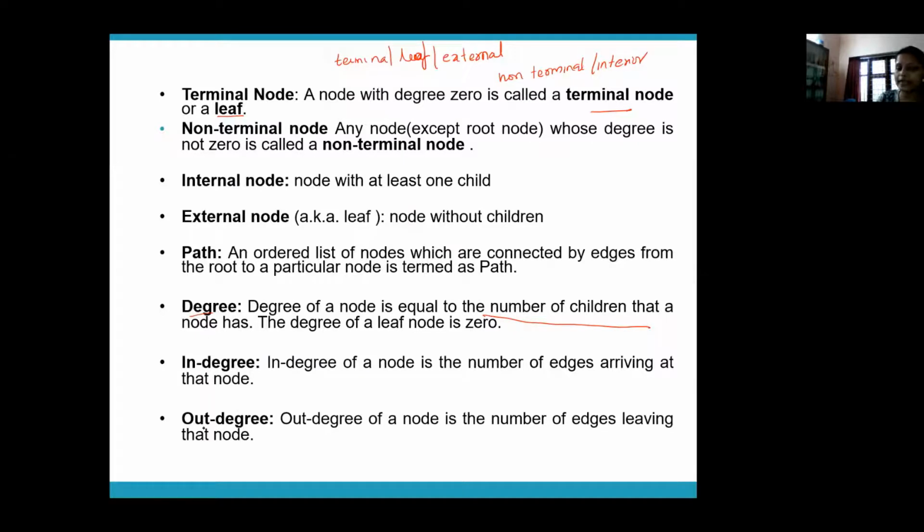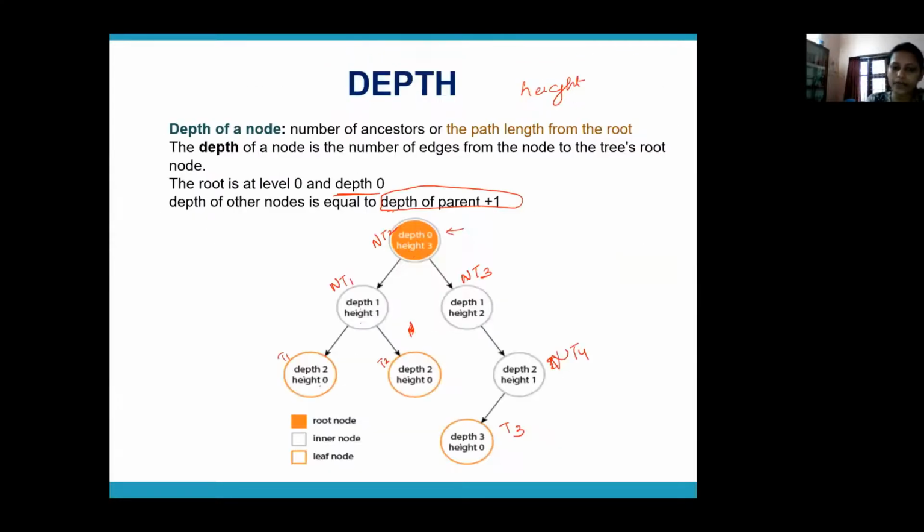Now, in degree and out degree. You might have heard of these terms when you learnt about graphs in 10th or 12th. What is in degree? In degree is the number of edges arriving at a node, and out degree is the number of edges leaving that node, right? So what is the in degree of this node? In degree is 1, right? Out degree is 0 because there is no edge leaving from this node, correct?